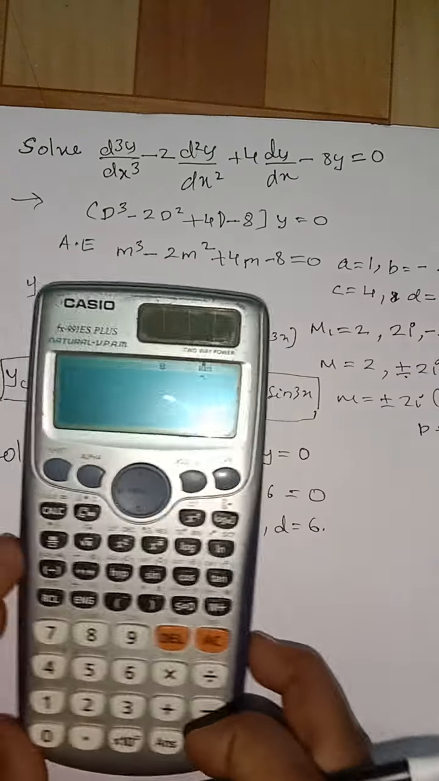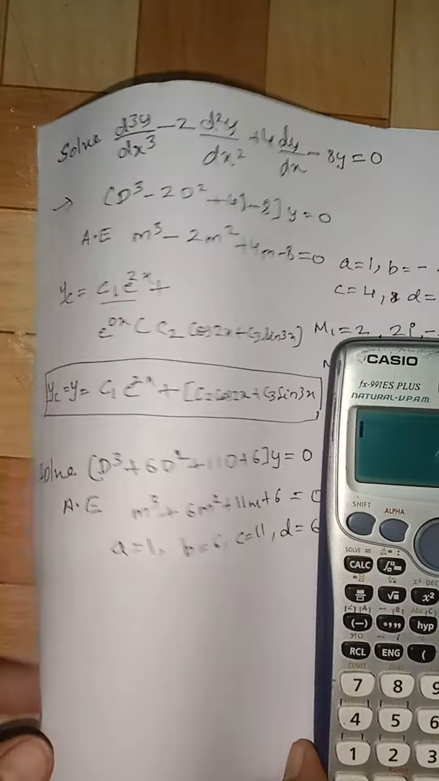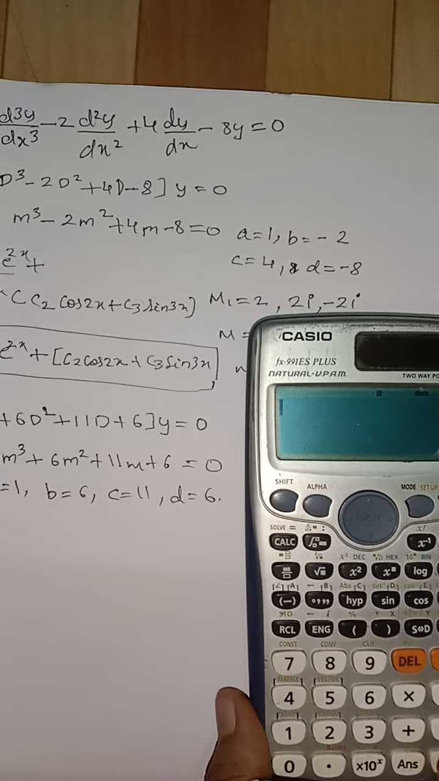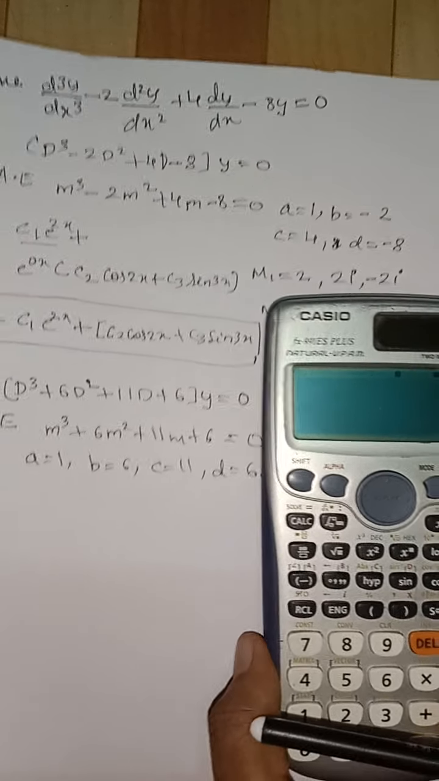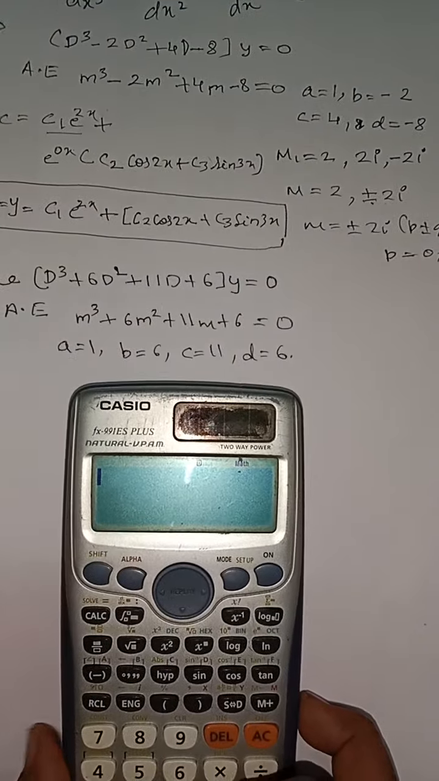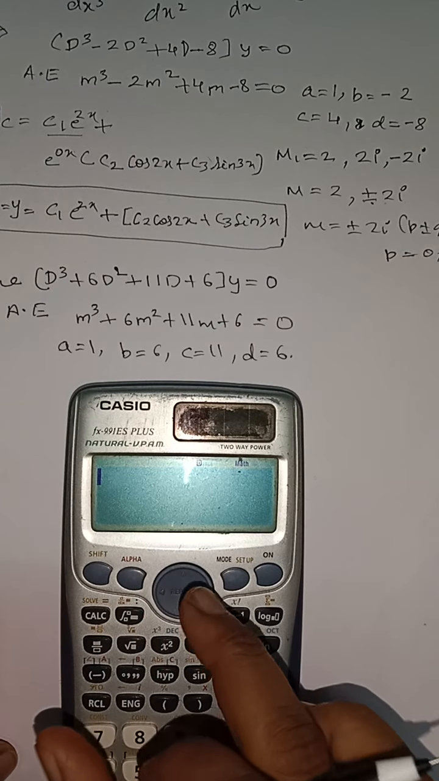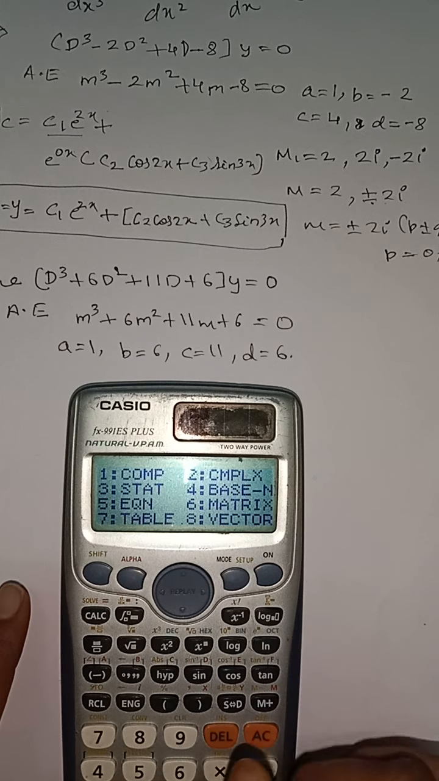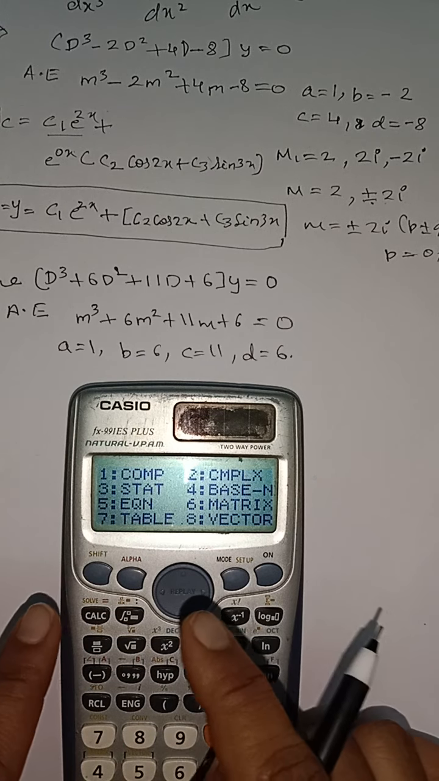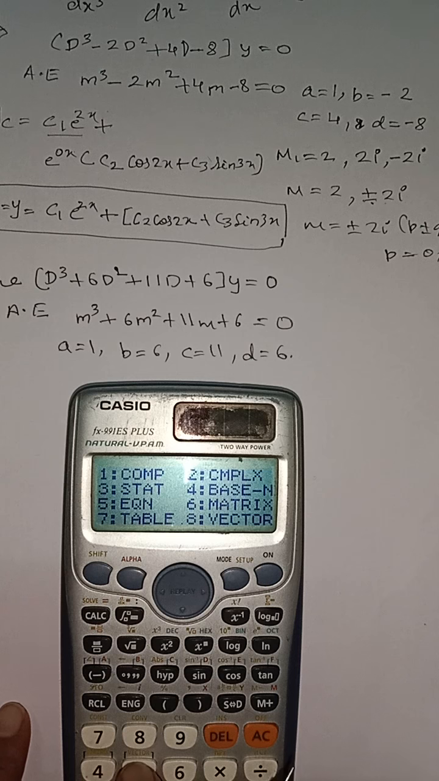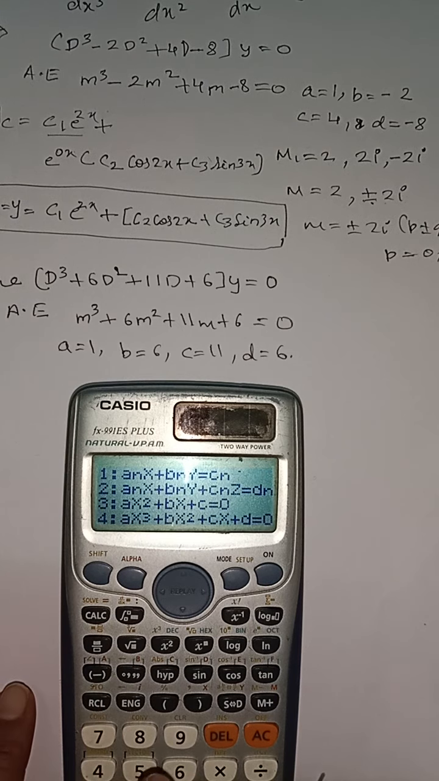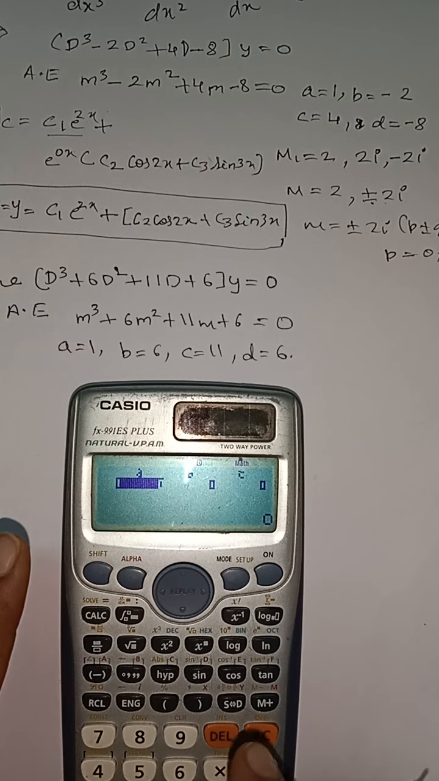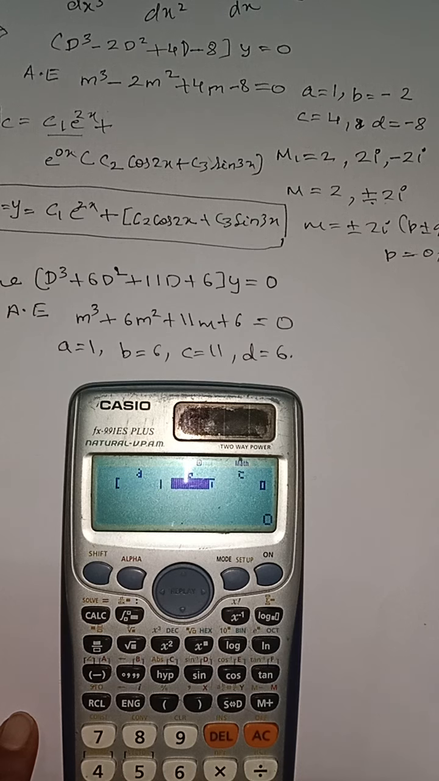So again, please remember the steps: shift, mode, then equation, 5. Okay, it's a cubic equation, so press 4. Now substitute the value of A. How much is it? 1. Then press equals.